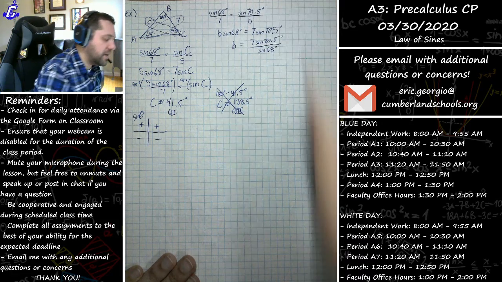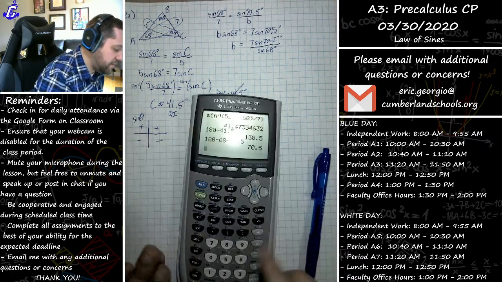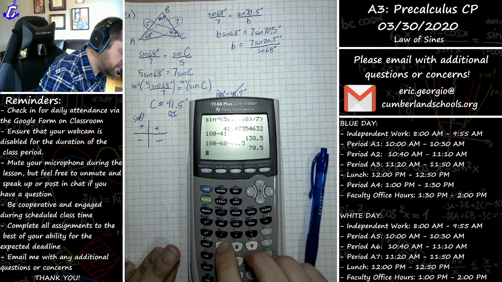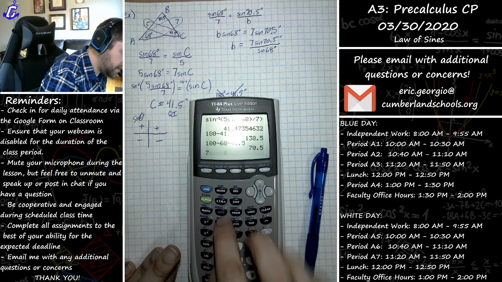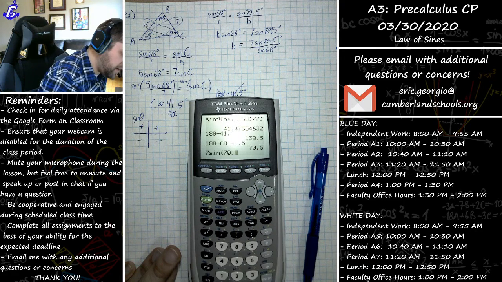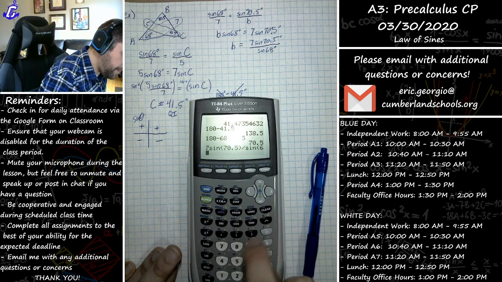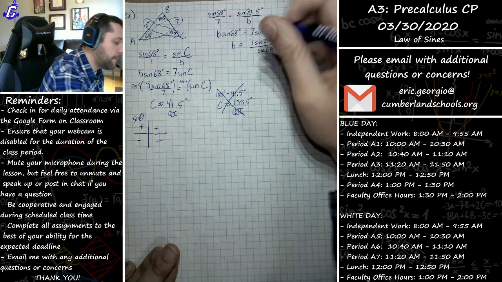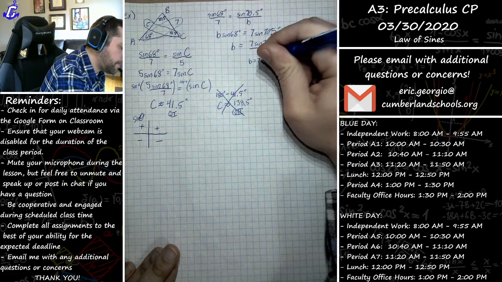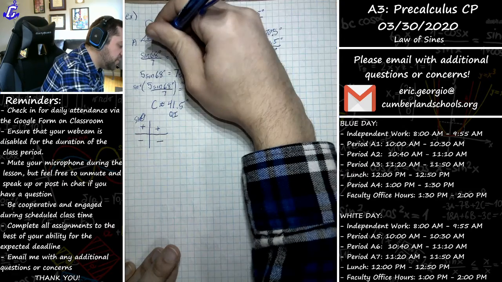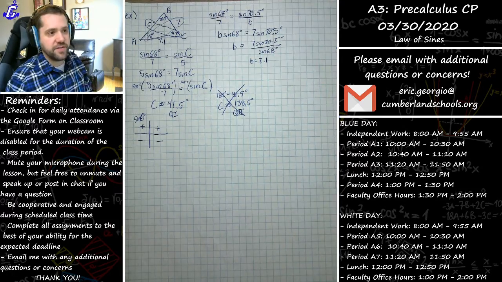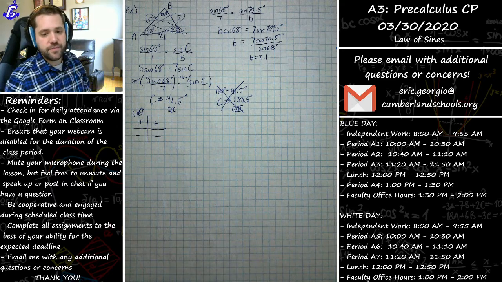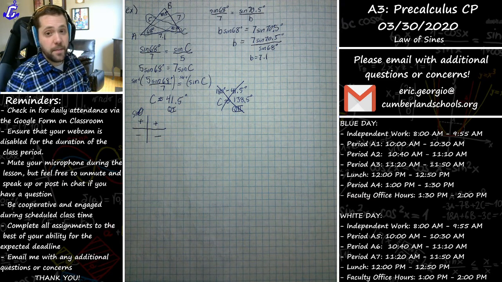I'm going to go ahead and plug into a calculator. We got 7 sine of 70.5 divided by sine of 68. And you should get, it comes out to be about 7.1. So B is about 7.1. Okay? And so we've now solved for all of the sides and all the angles in that triangle. Does that make sense, hopefully?